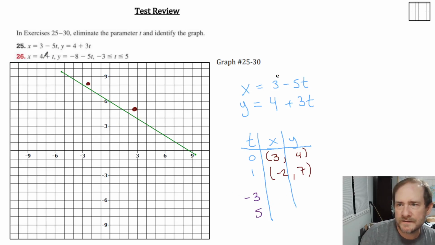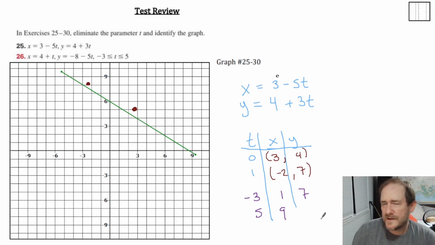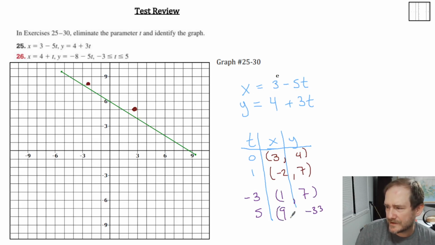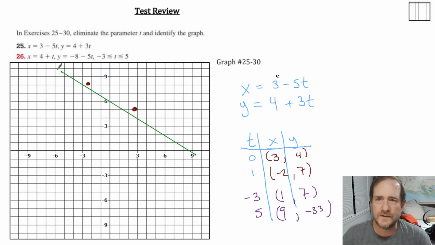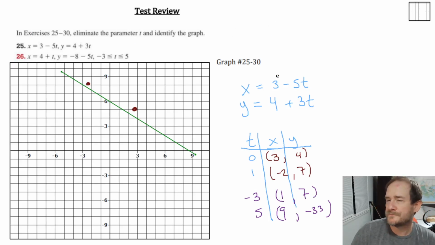Plugging in negative 3 gives 1 and 7. Plugging in 5 gives 9 and, I don't know, 33 or something. Again, I'm sick, so don't quote me on any of these numbers. Check them yourself. But basically, you would get the line segment that lives between those two points. That's the difference between 25 and 26.